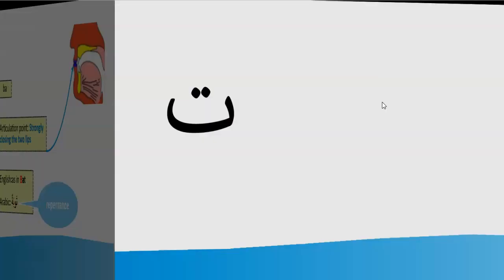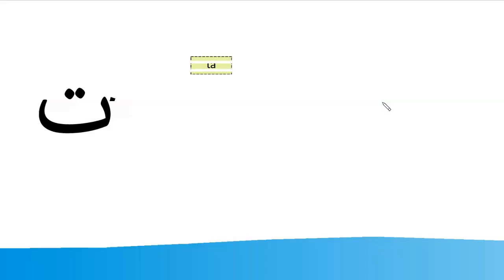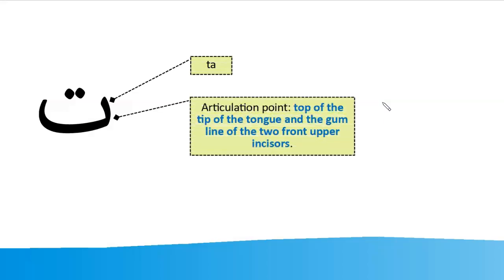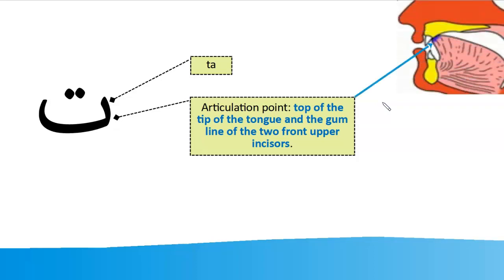The next letter is this one here. It's called ta. Ta comes from the top of the tip of the tongue and the gum line of the two front upper incisors, like so. We have to make sure the tongue is actually hitting the gum line and not a little bit ahead of that. Otherwise, it's going to touch the tooth, and it's going to come across like tsa.